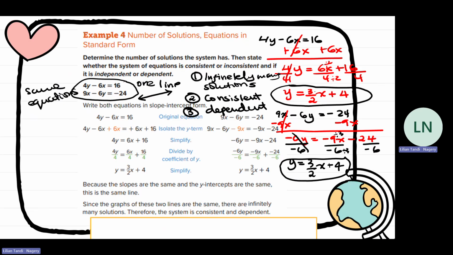All right, so the same thing. We made both equations start with y. Our first equation became this. Our second equation became that. Now, what do you notice? The slopes are the same. The y-intercepts are the same. If you have the same slope and the same y-intercept, then it means you have one line on your graph. And if you have one line on your graph, that means you have infinitely many solutions, you are consistent, you are dependent. Okay?